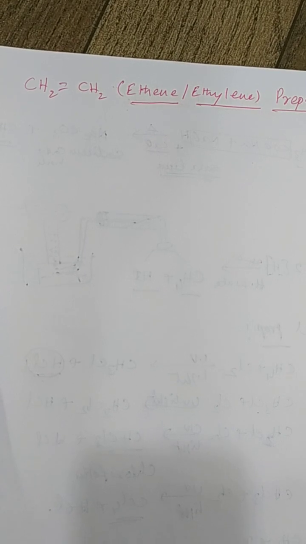Good evening, students. Today we are going to learn ethylene or ethene preparations and their properties. Basically, we all know that one. Ethene is a double bond compound. It is an unsaturated compound.